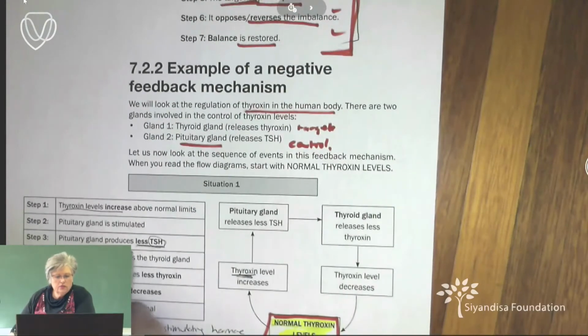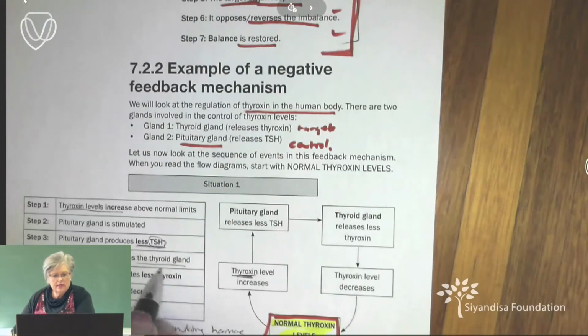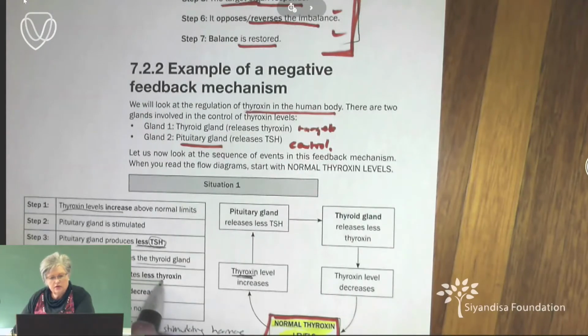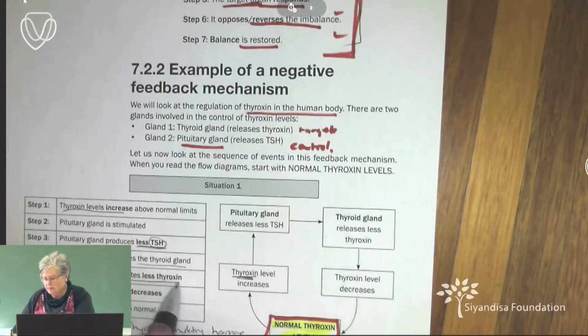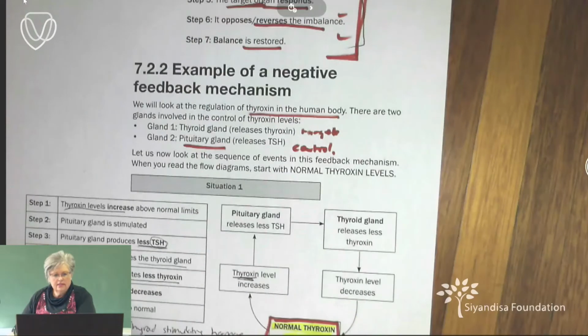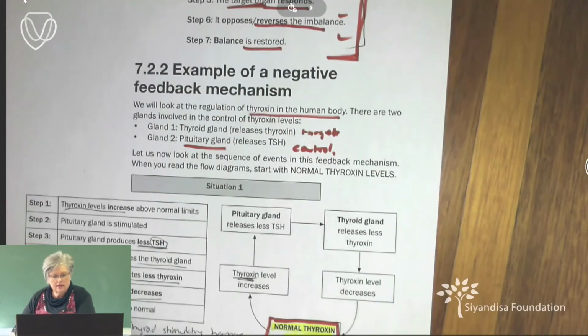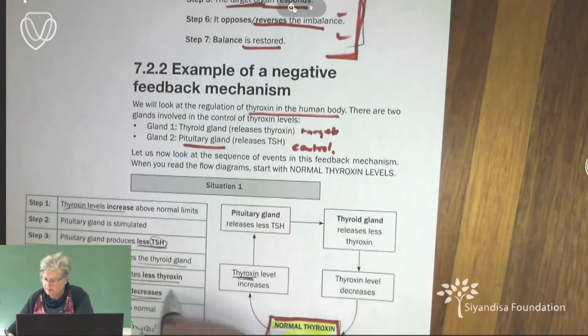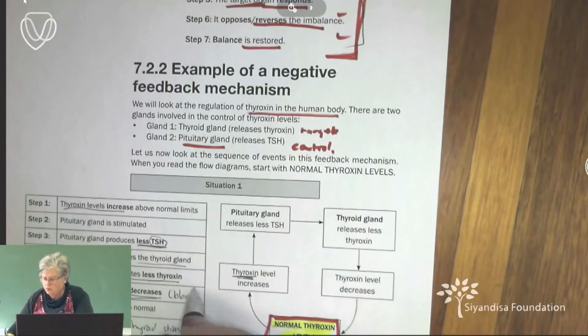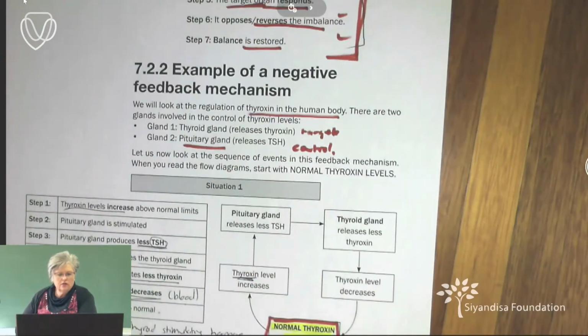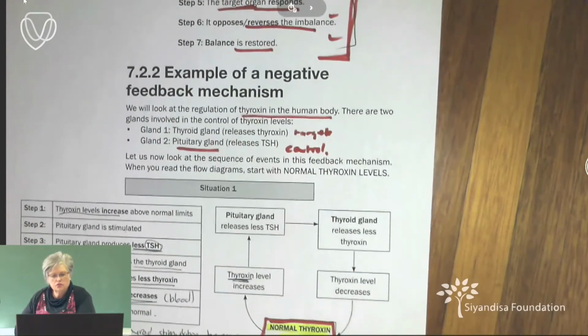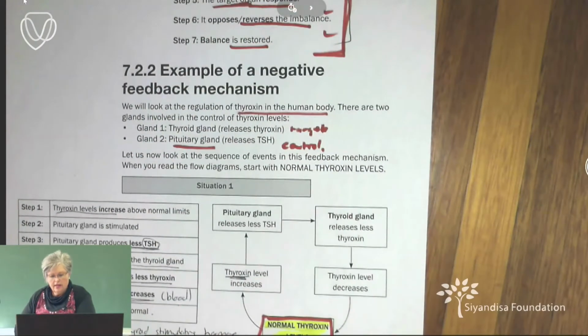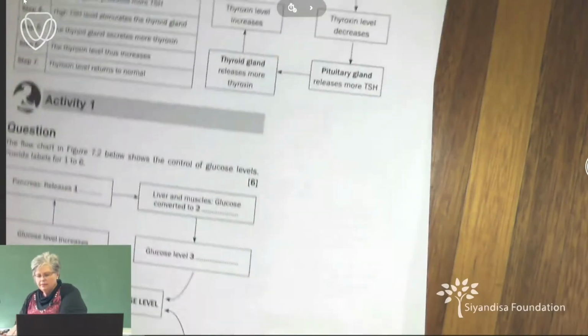So what will it do? Because there's lesser stimulating hormone, it will make the thyroid gland secrete lesser thyroxine, and because less thyroxine is secreted, the level decreases. The thyroxine level decreases in the blood. Remember, all our hormones are in our blood, and our thyroxine level returns to normal. Okay, to normal.